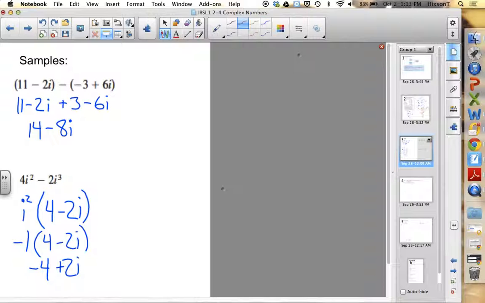Now, you could also, right off the bat, say i squared is -1, so that's a -4. i cubed is -i, so -2 times -i is a plus 2i. You can do it that way as well, whichever way makes sense to you. Good.